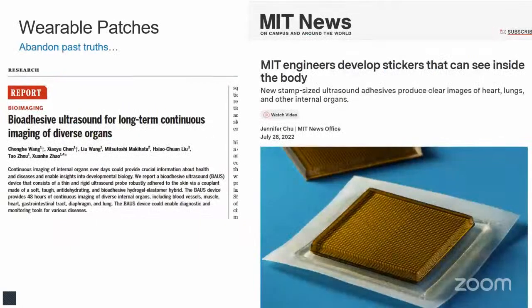And then we have been stuck with this handheld probe for a long time, and I love it, but there are more and more scientists working on the idea that we're going to just put ultrasound wherever we need it to be and can leave it there in order to understand over time what's happening below that ultrasound patch.